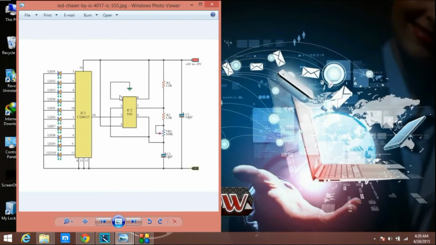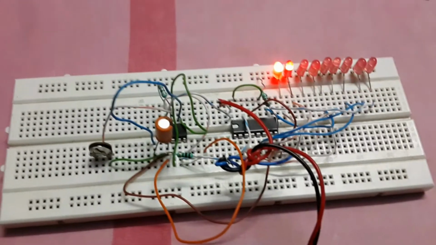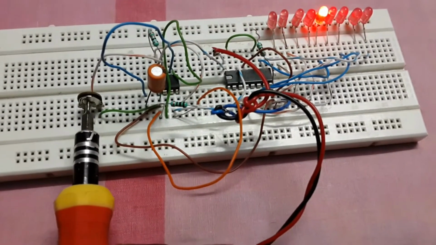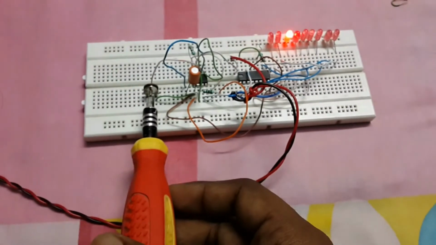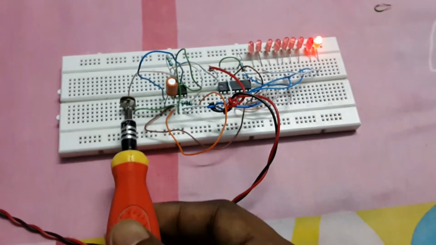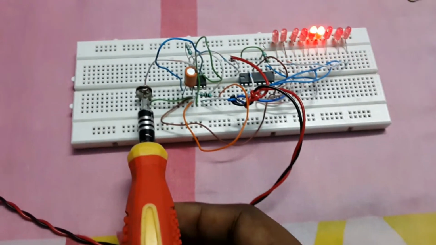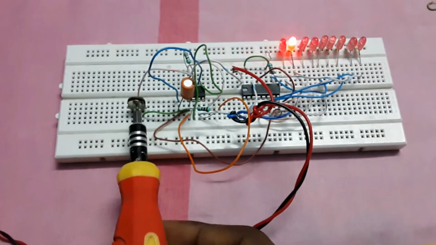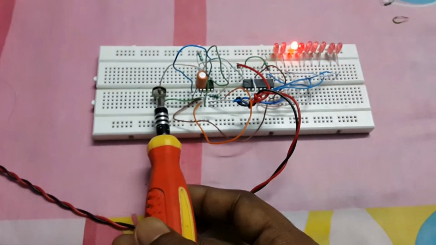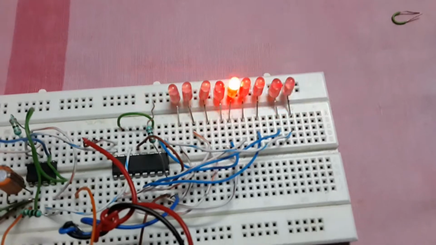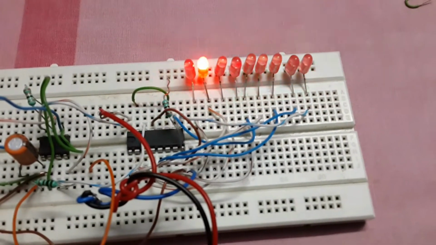Okay, and now take a look at the simulation, and this is the simulation circuit, and this is the resistance. We can increase or decrease the pulse duration of the IC555 by changing the resistance value, and see here, when we change the resistance, then the LED shifting speed will also change.